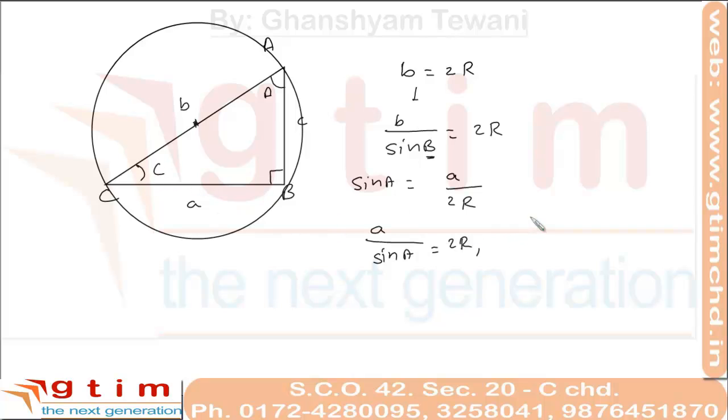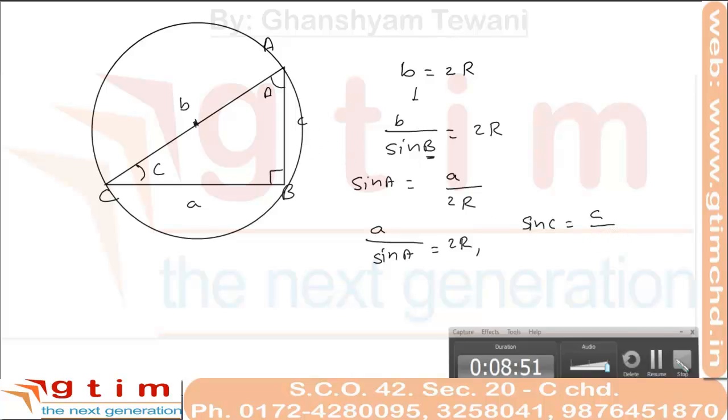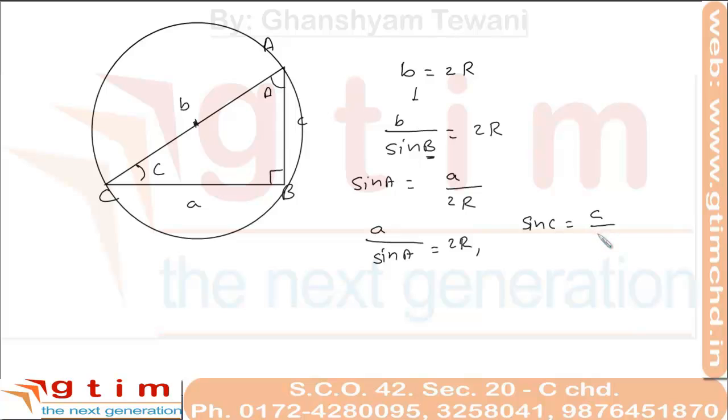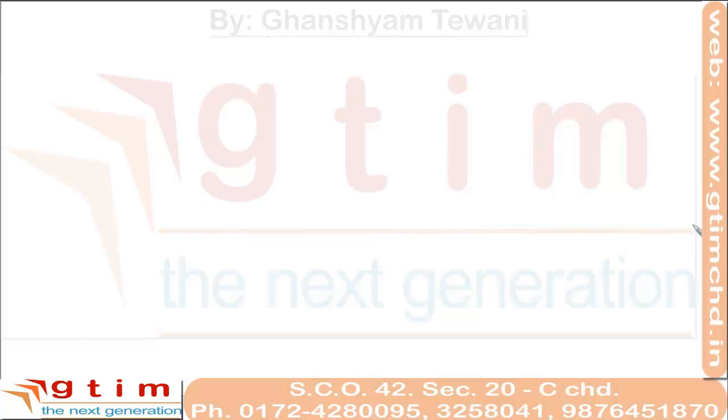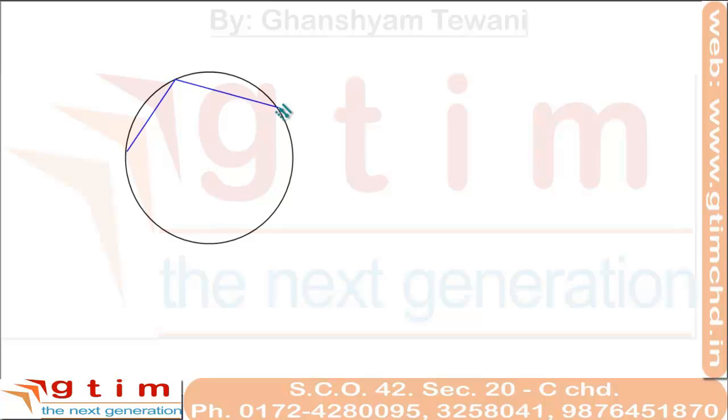Similarly, we have sine C is equal to opposite side small c. This implies c upon sine C is equal to 2R. So the sine rule holds for a right angle triangle also. Consider the third case when the triangle is obtuse angle. In an obtuse angle triangle, the circumcenter lies outside the triangle.